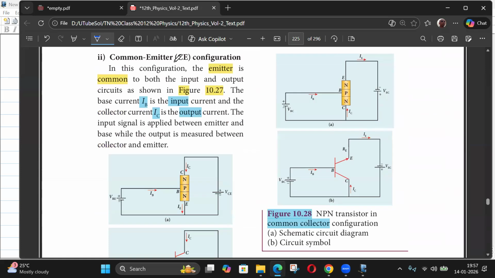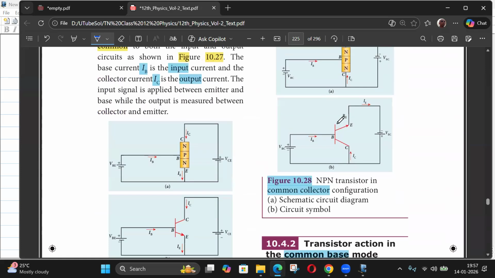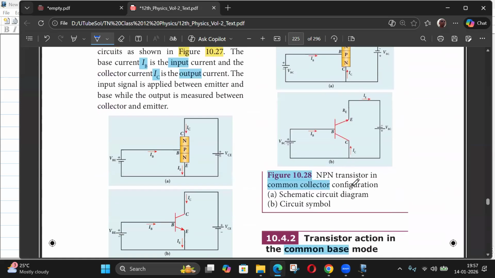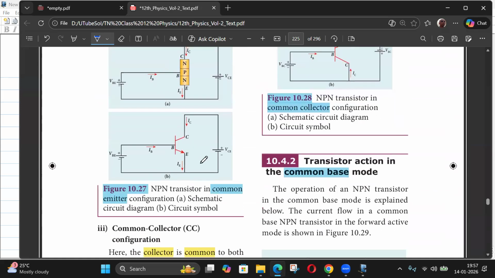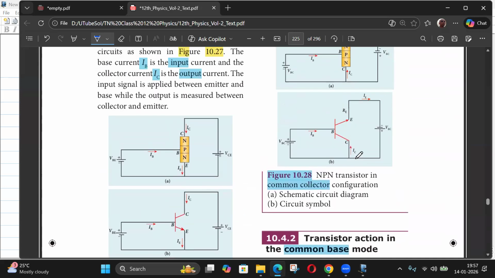The second is the common emitter configuration. Here the emitter terminal is common. So input is between the base and the emitter, and output is between the collector and the emitter, because base prefers to be on the input side and collector on the output side. The third possibility is the collector is common. Base will be on the input side, and the emitter can go anywhere, so the emitter is on the output side.